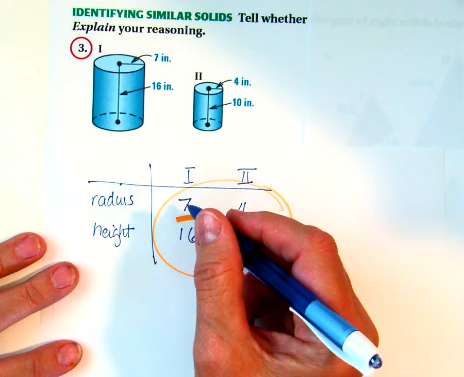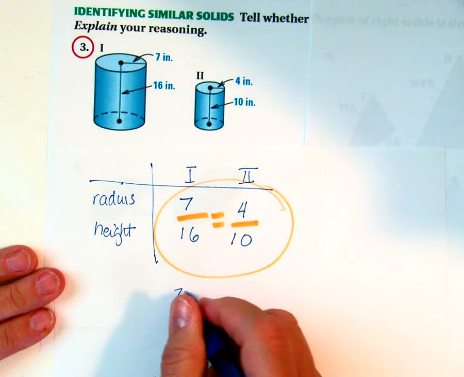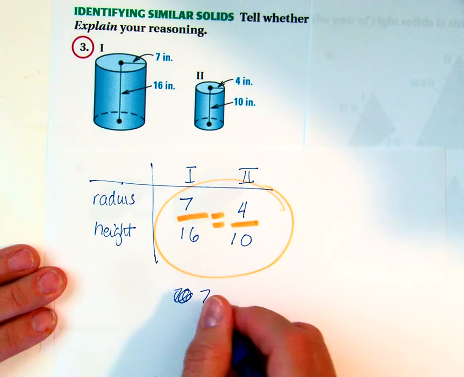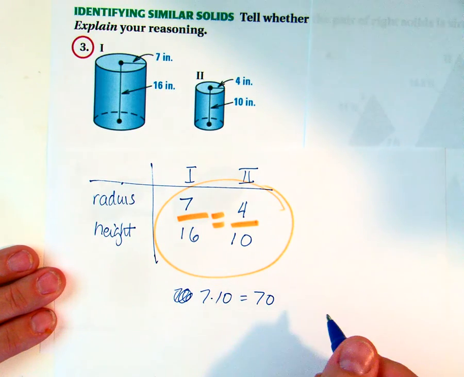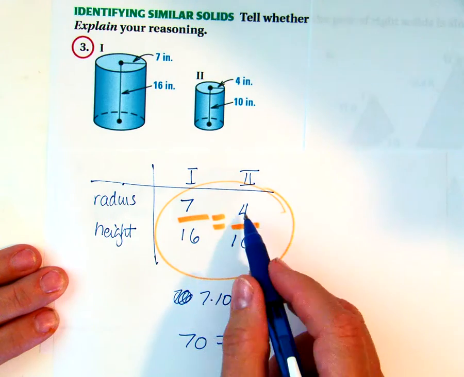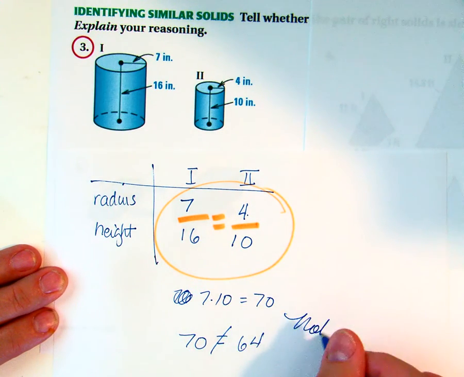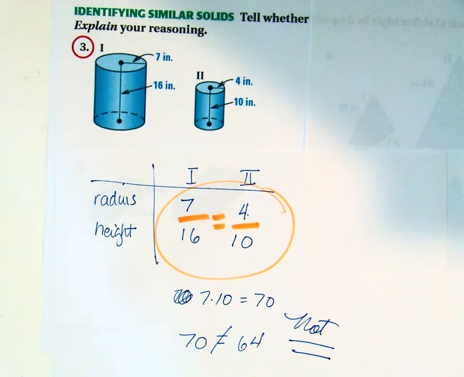So the product of the means is the product of the extremes. So that would be 7 times 10. 7 times 10 is 70. And 70 does not equal 4 times 16, which is 64. So these are not similar.